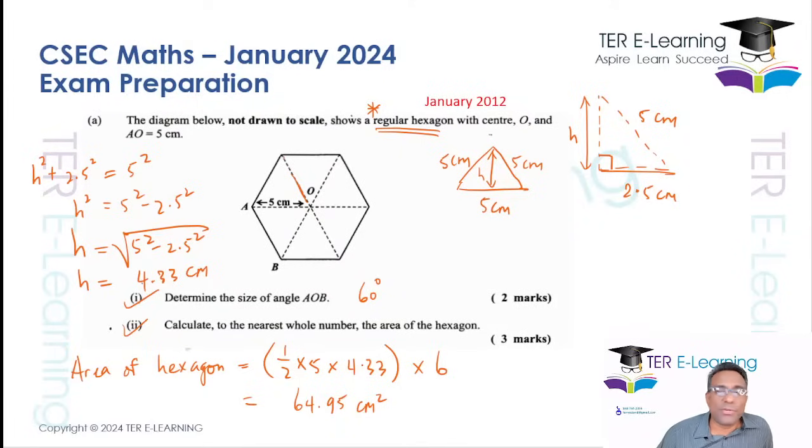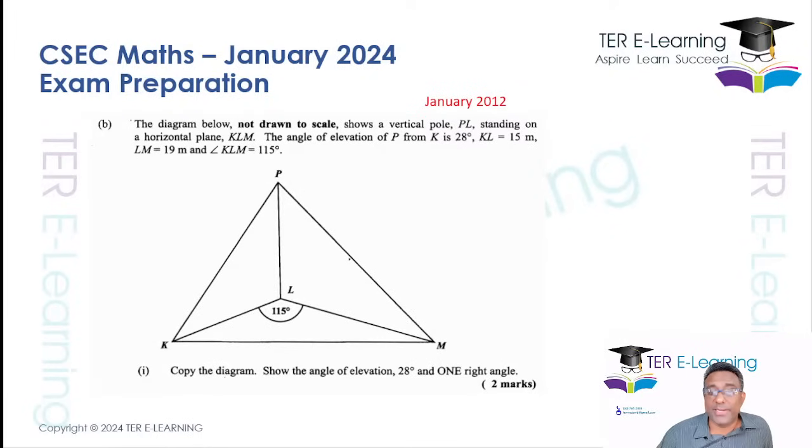Now let's have a look at this question here. This is something that you can get in your current paper. The diagram below is not drawn to scale. I think earlier this year, I think January 2023, had something like this.